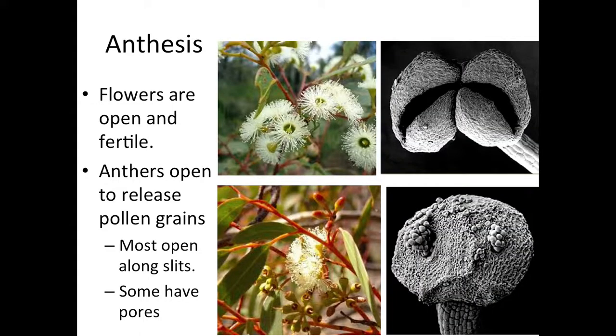All right? Even in related species, you can have different mechanisms of anthesis. So these are two different eucalyptus, and they're in two different clades, but they're all eucalyptus. They're in the same genus. These eucalyptus here have these terminal slits rather than the longitudinal slits we saw earlier. These eucalyptus, on the other hand, have pores, and the pollen is just kind of squirting out of those pores. That's pretty cool, huh?